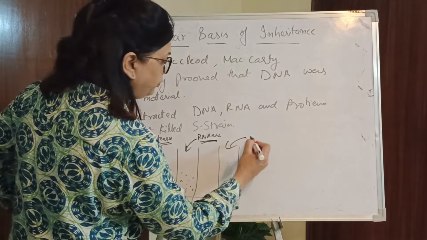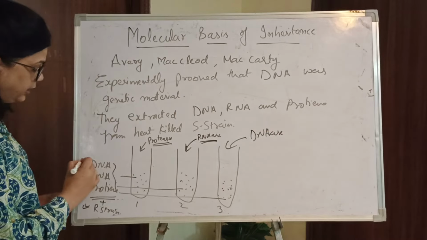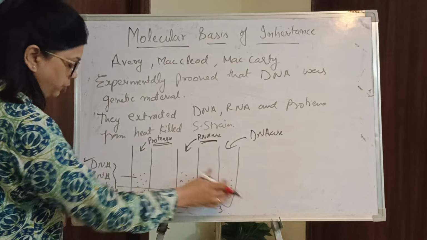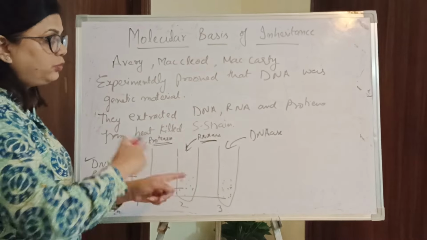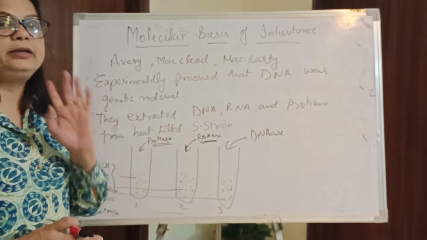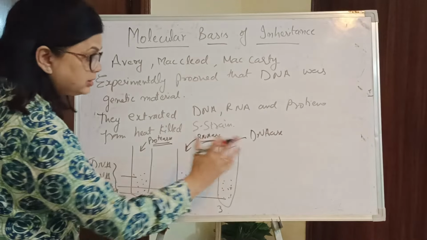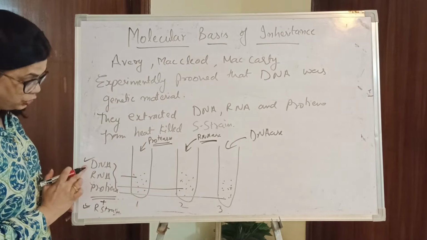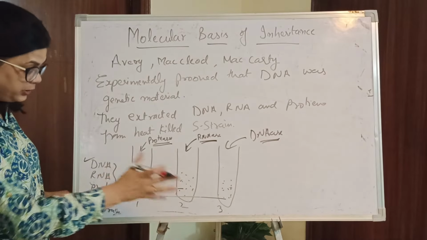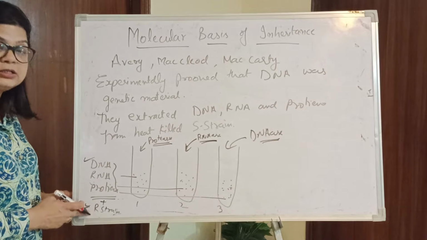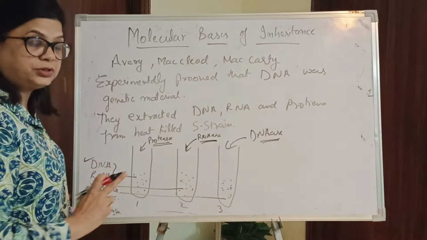In the third test tube, they added DNase enzyme to digest DNA. Now in this test tube, there is only RNA, protein and R strain. And there is no DNA, because after adding DNase, the DNA was digested. When this mixture was injected into the mice, the mice survived.